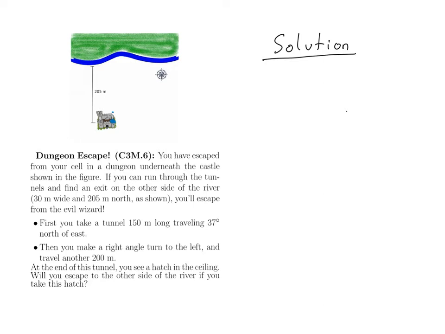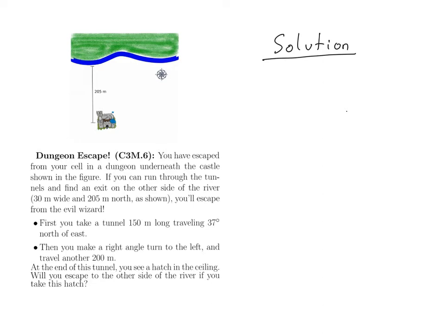In this whiteboard, the situation is we have escaped from your cell in a dungeon underneath the castle. If you can run through the tunnel and find an exit on the other side of the river, which is 205 meters away, and the river is 30 meters wide, you can escape from the evil wizard. Then there are instructions on how you are going to travel, which I'm just going to draw into the picture. First, you take a tunnel 150 meters long, traveling 37 degrees north of east.